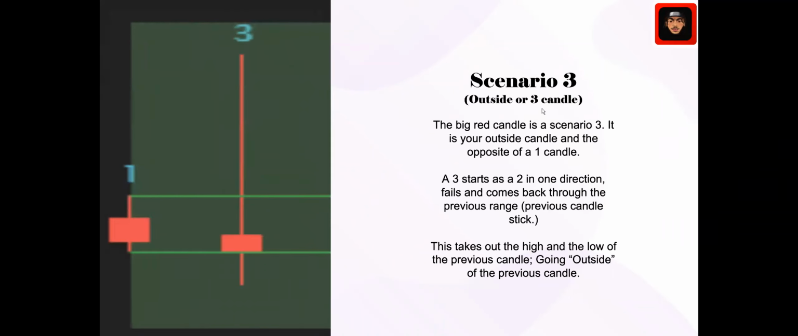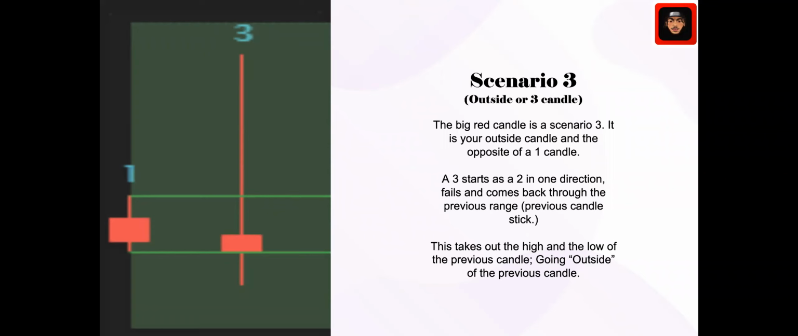So now scenario three, or an outside candle. A three is the opposite of a one. The way I like to look at it is, the one is like an introvert, the inside candle. It likes to stay inside, likes to stay to itself. A three is like your extrovert, very outgoing. So just think: outgoing, three, outside candle, extrovert. The three is the opposite of the one.